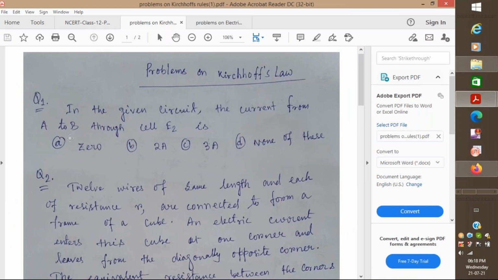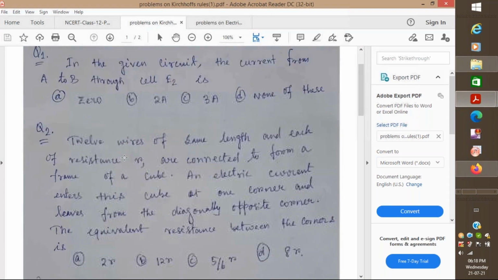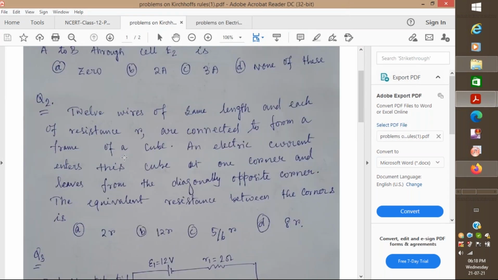So this was the question. Okay, so see this is the option, first option, which is the answer, correct answer for this.